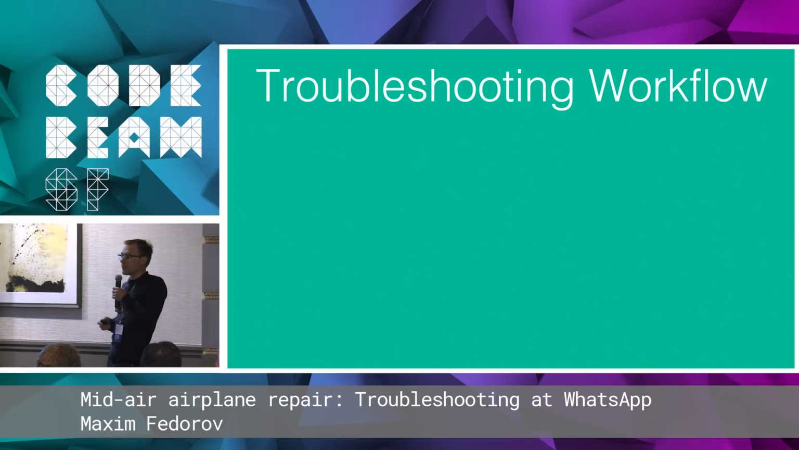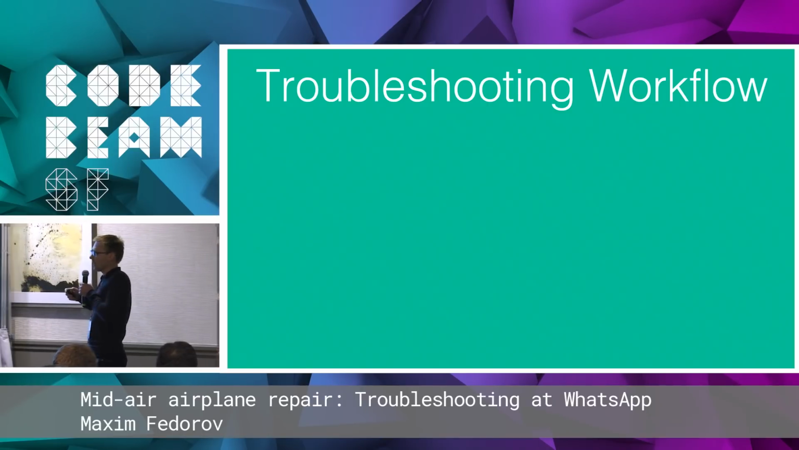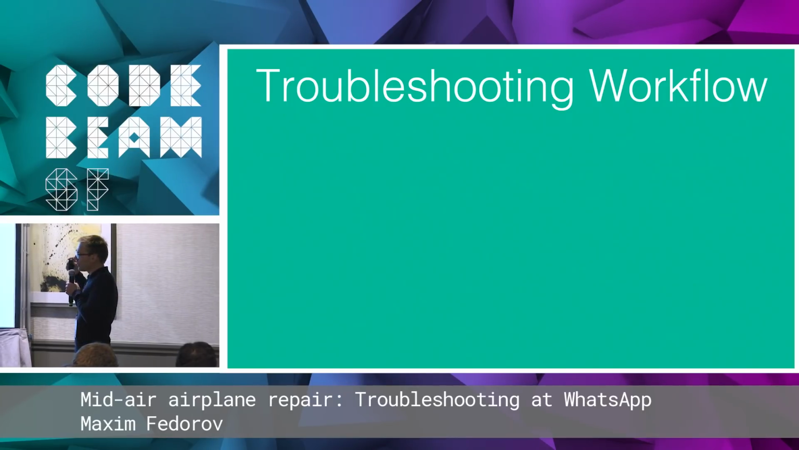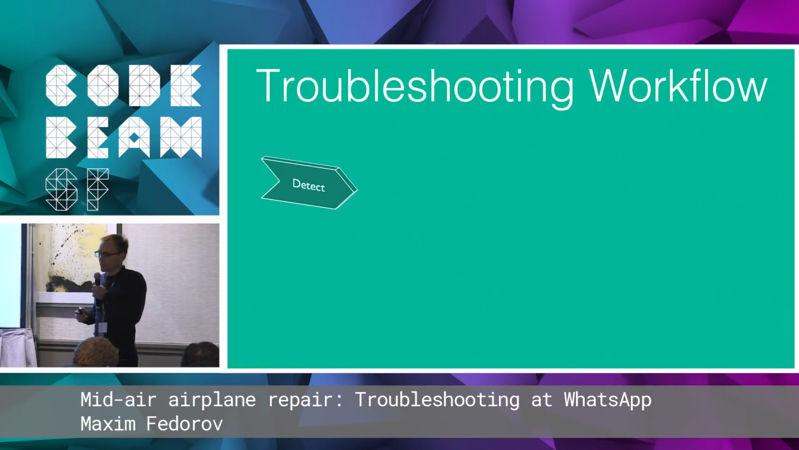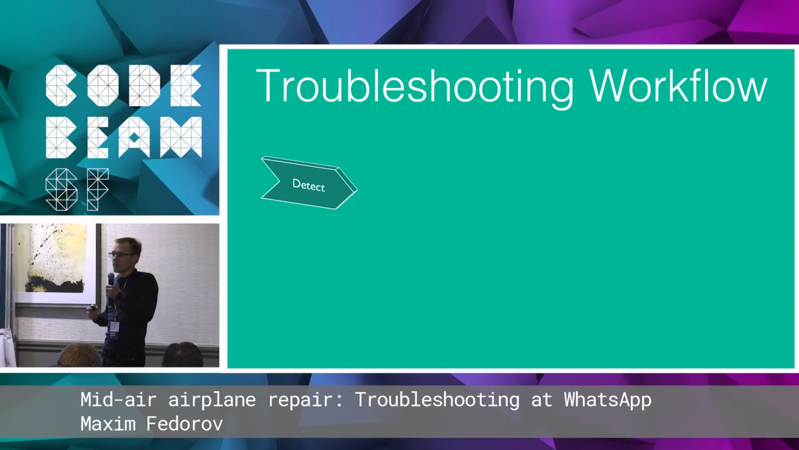And if something wrong happens, we need to have a workflow that shows us what we do, and that explains what we should do if something breaks, something unexpected, something that we haven't tested for. The workflow looks pretty simple. First, we need to detect the problem. We need to actually understand that the problem is there, that it really happened. It is happening right now.